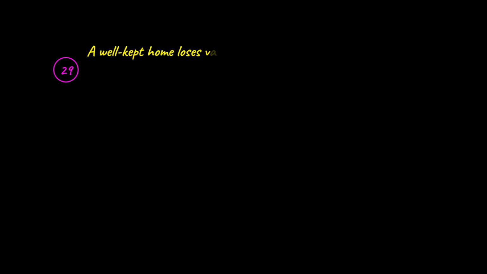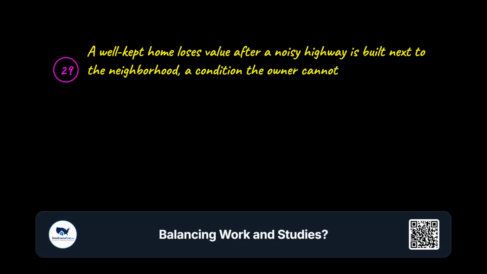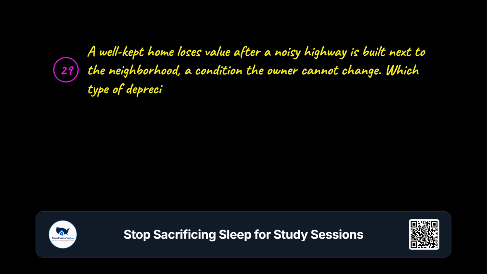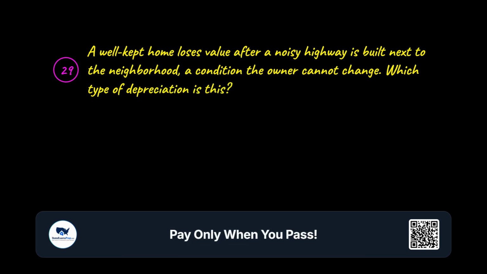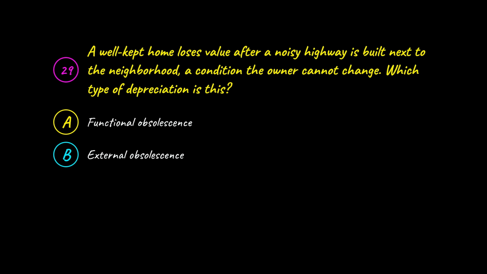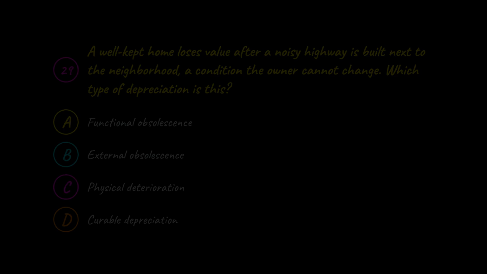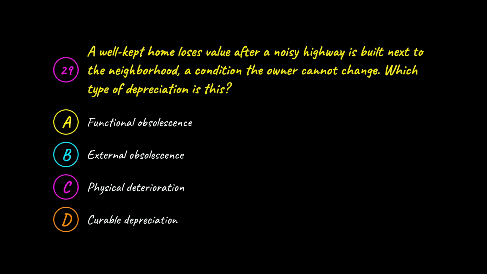Question 29. A well-kept home loses value after a noisy highway is built next to the neighborhood, a condition the owner cannot change. Which type of depreciation is this? Your options are A. Functional obsolescence, B. External obsolescence, C. Physical deterioration, D. Curable depreciation. Pick one. Trust your gut. Here's your chance to test yourself.